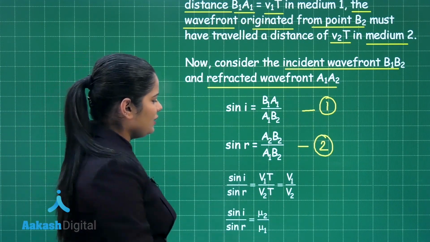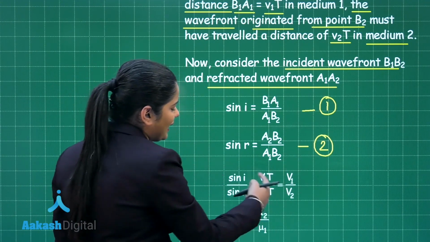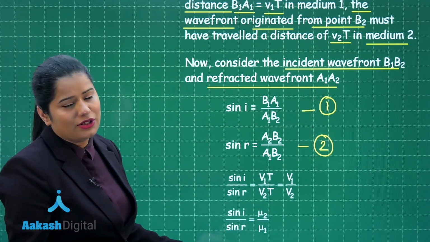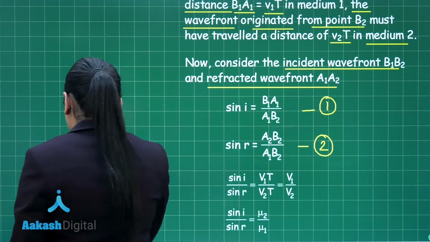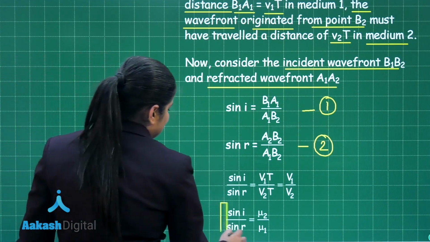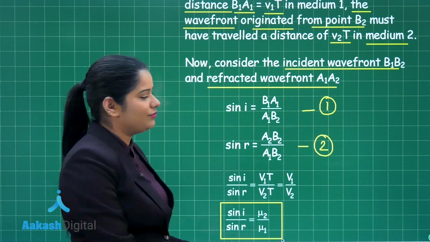Now what will be V1 by V2? You can simply write V1 by V2 as mu2 by mu1 from the definition of refractive index. So this is how we have proved Snell's law by using the wave theory.